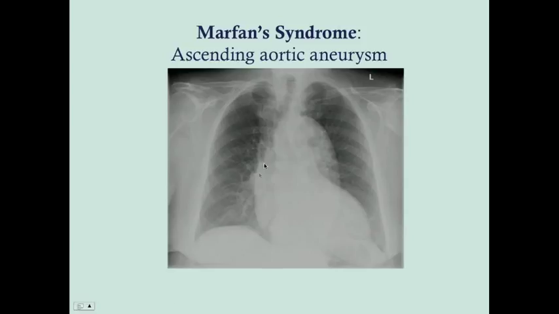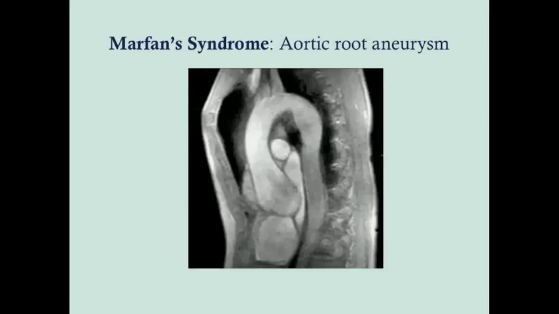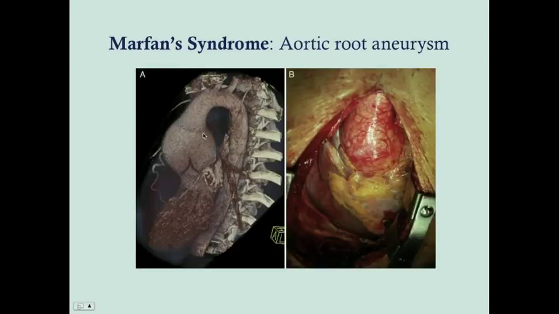This is an ascending aortic aneurysm. Chest x-ray is not the best way to diagnose this, but in some cases this may be how you see it. So here is an MRI. So this is an aortic root aneurysm right here. And this on the left here is a 3D CT. And this is the same patient here.